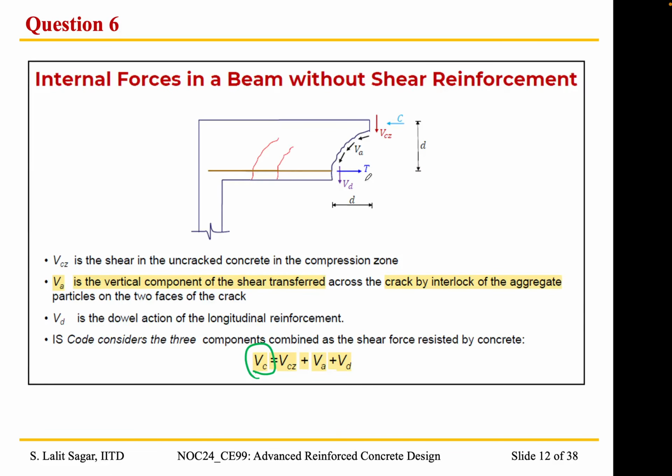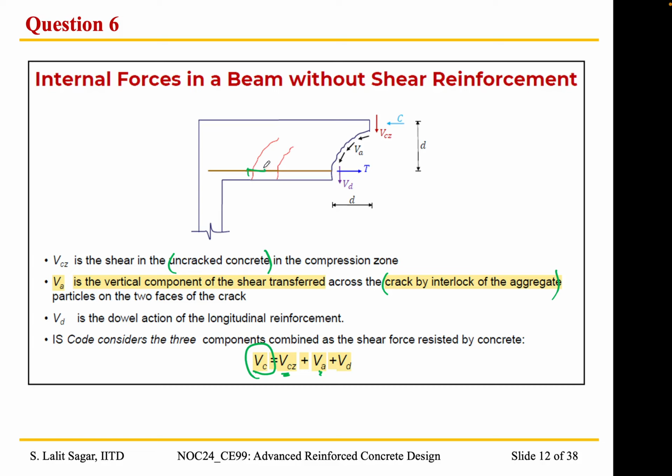Within the contribution by concrete, the concrete contribution is considered as a summation of VCZ, that is the shear contribution by the concrete in its uncracked state, right? So that's the first component. Then we have VA, that is the resistance provided by the interlocking of aggregates within the cracked concrete, right? And then we have VD, that is provided by the dowel action by the longitudinal rebar.